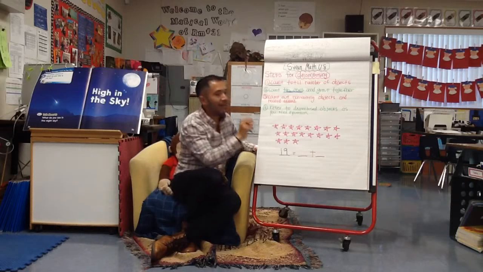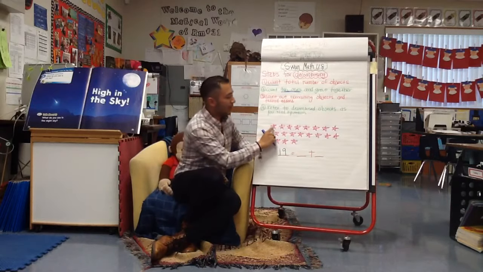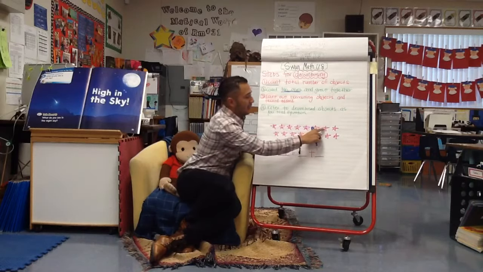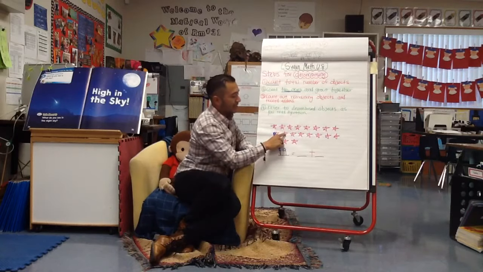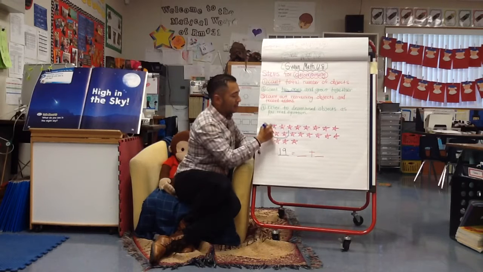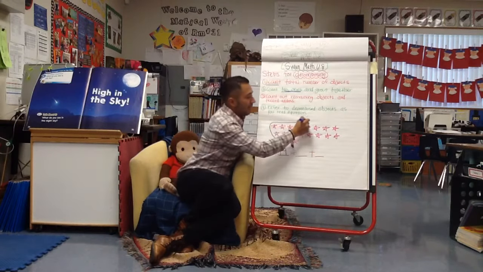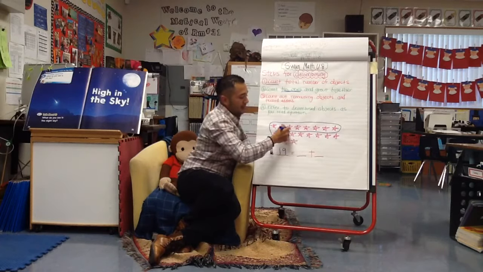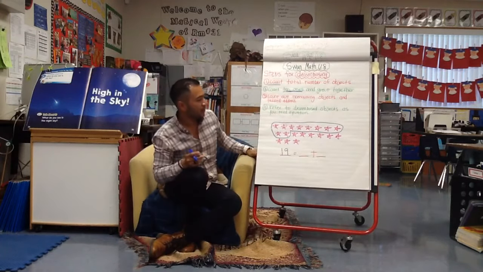Okay, that means that I have to do the following. 1, 2, 3, 4, 5, 6, 7, 8, 9, 10. Okay, I counted 10 stars. I have to group them together now. Just like this. Here's my group of stars right there, boys and girls.